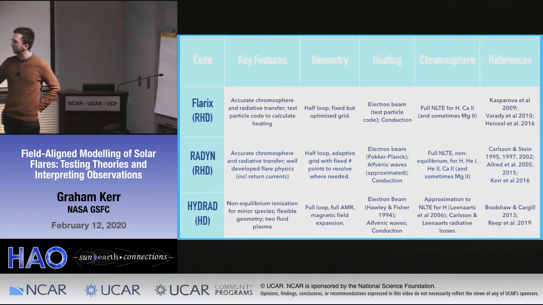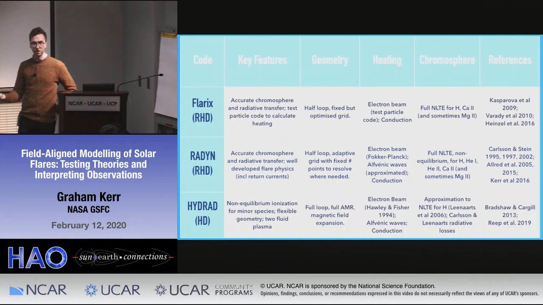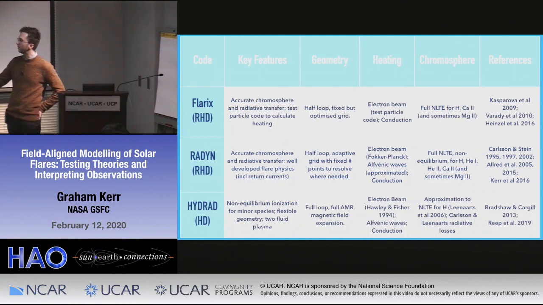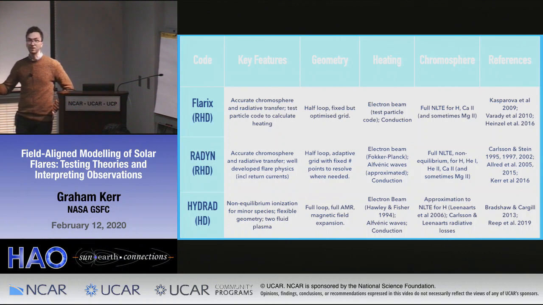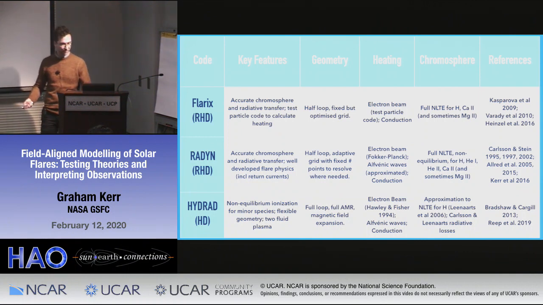All the codes include conduction, and these codes have also got an approximated form of alpha-ionic waves that I'm not going to discuss here, but I think this is an exciting recent development that we're starting to include, because it was clear to me, and hopefully I'll point this out, that we're missing some ingredients in these models, and I think this may be one.